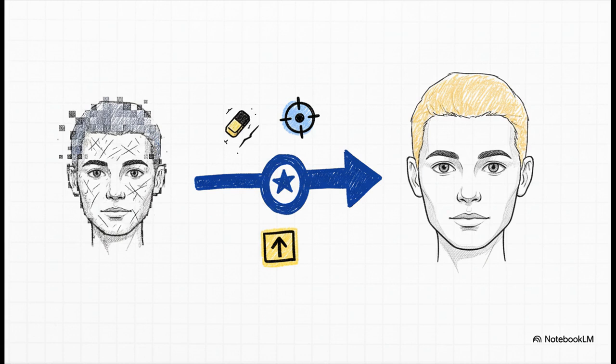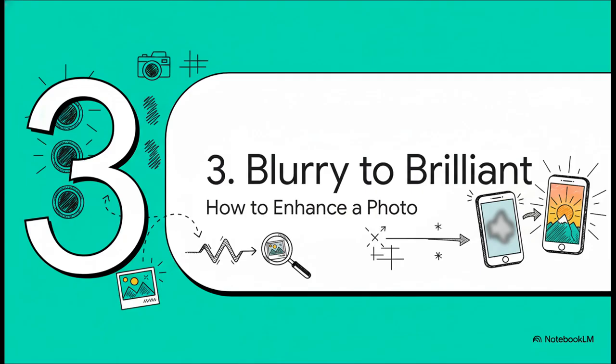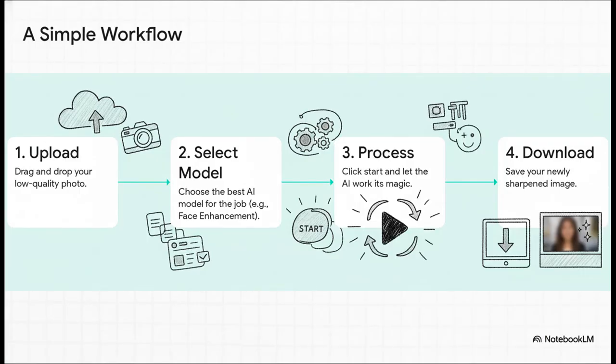It's pretty incredible. So, what's it actually like to use this thing? Is it some super complicated process for tech wizards? No, not at all. Let's see how you can take a photo from blurry to brilliant in just a few clicks. The whole process is incredibly simple. You just upload your image, you can literally drag and drop it. Then you pick the right AI model. For example, you'd pick face enhancement if you're working on a portrait. You hit the start button, and you just let the AI do all the heavy lifting. In seconds, you can download a version of your photo that is clearer and way more detailed than you probably thought was possible.